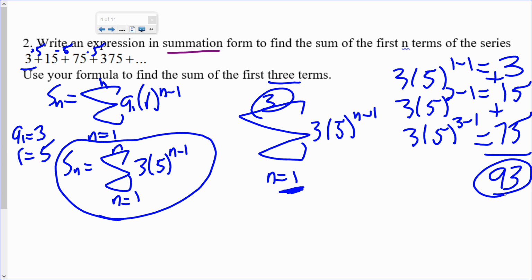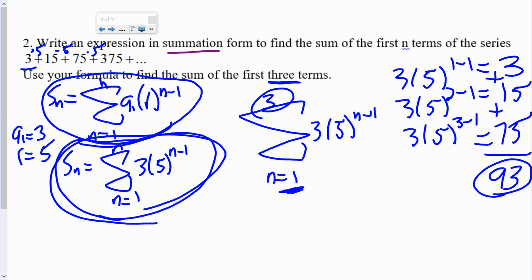That's it. You're substituting for the summation method. You're substituting into this, the same A1 and R we've been doing all unit. And then once you have this, if you want to find the first whatever amount of terms, that number goes on top. And I evaluate the summation by starting by substituting what's on the bottom in for the variable. And I keep on going until I get to the top.